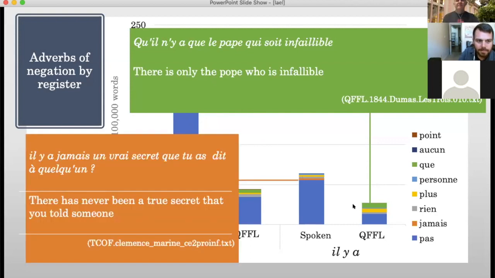And there's never been a true secret that you told someone. Once again, we have some sort of interesting construction here. So looking particularly at il y a, I wanted to show a few examples of that.